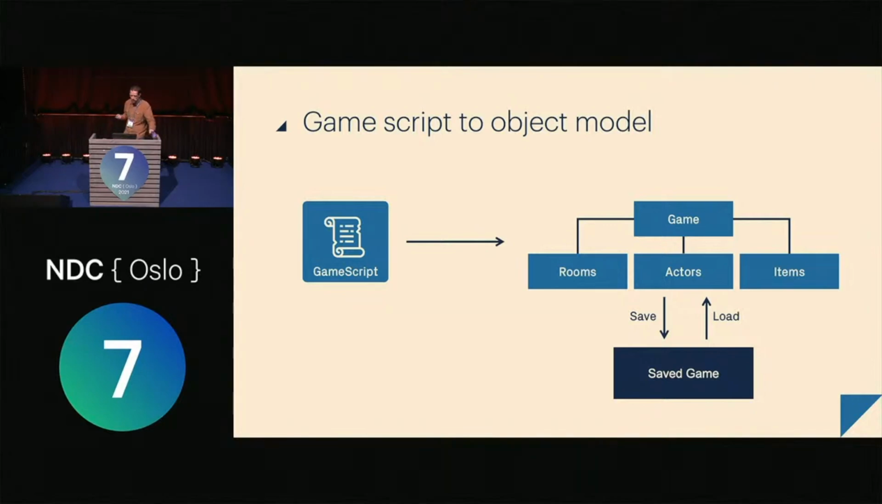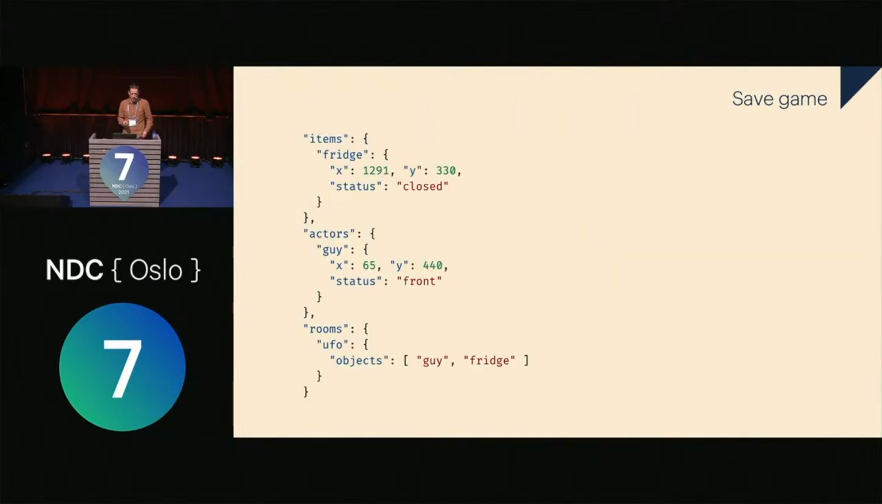So how can we do that? What I do is, as soon as the game starts, I create a snapshot of that object model. So I have a snapshot of the state of the model. And here's a JSON representation of a really small part.